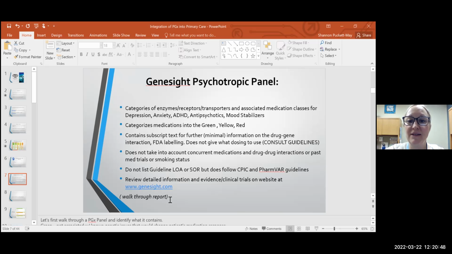They do go by the CPIC guidelines for their levels of action and strengths of recommendation, and GeneSight itself has a very robust website for you. I did list the website down there that gives actual their clinical trials. So GeneSight does do a lot of studies on utilizing pharmacogenetics data to guide drug dose and selection. And there's a whole section on the literature. I'm going to pull up the GeneSight report and walk through that with you.